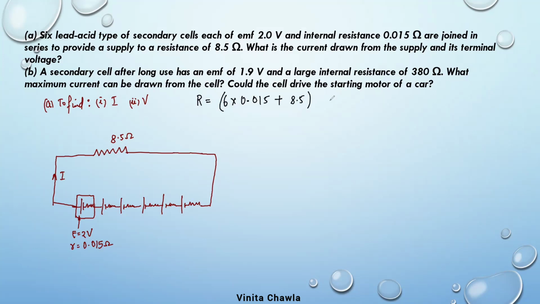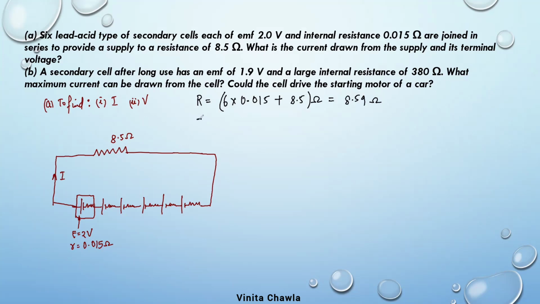Ohm. Okay, so what value will you get? Did you do anything wrong? Its value is 8.59 ohm. 8.59 ohm. 15 sixes are 90. It's a very simple calculation. 15 sixes are 90, right?